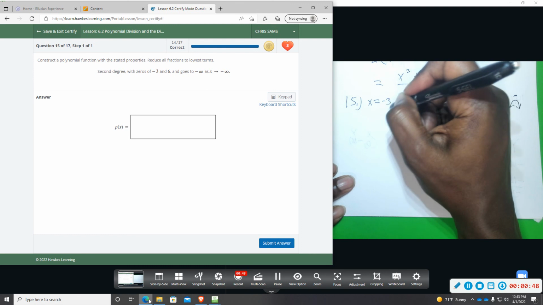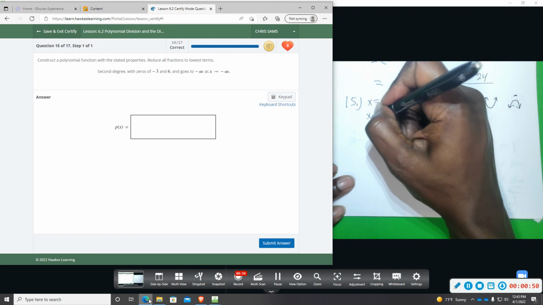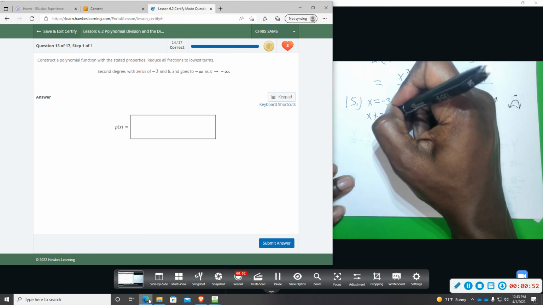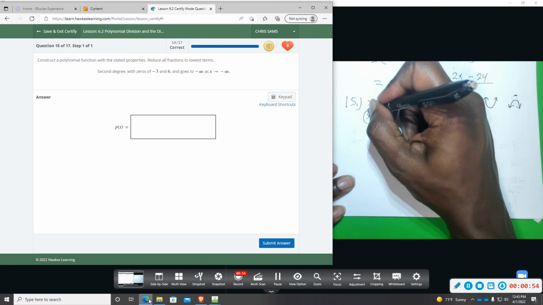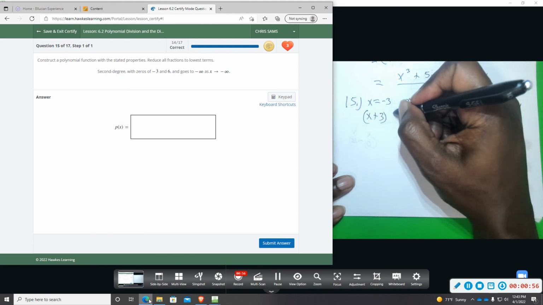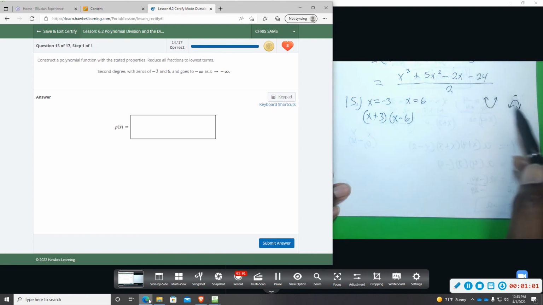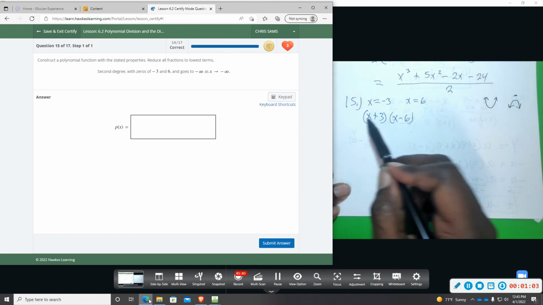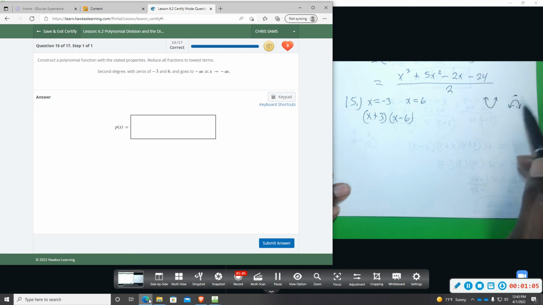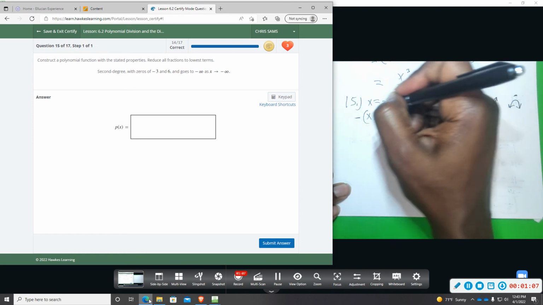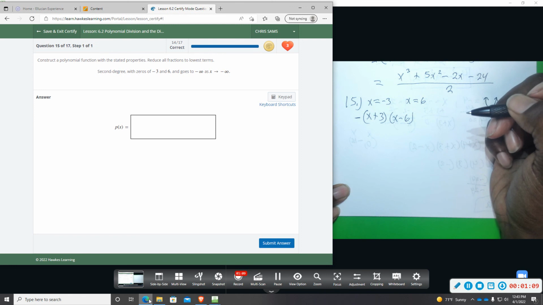When you convert those to linear factors, I would add 3. That'll give me x plus 3 as a linear factor. Here I would subtract 6 and that would give me x minus 6. So we traditionally assume positive, but when they tell me it goes down, that means I need to add a negative out front. So I would multiply everything by negative at the end.